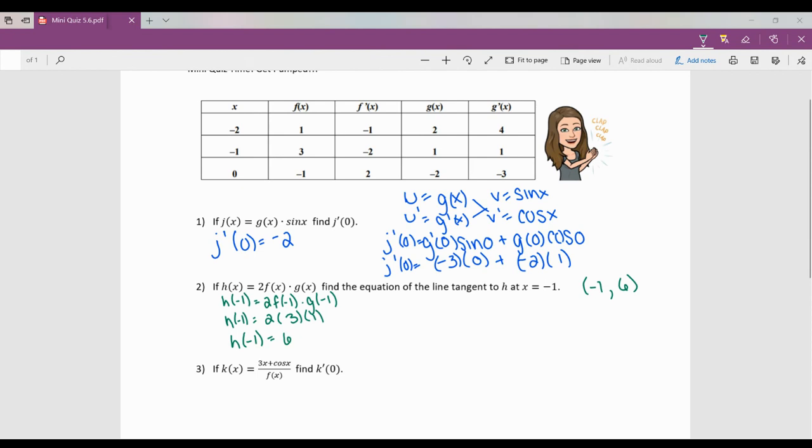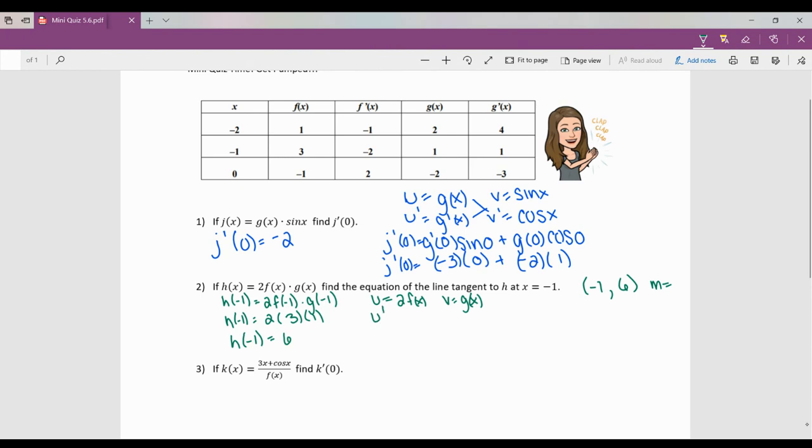Now, the second thing I need for an equation of a line tangent is the slope. I've got the point. And when we think slope, we think derivative. So I've got to find the derivative. So we've got u is equal to 2f of x, v equals g of x, and the reason why I'm doing that is it's two things being multiplied, so we need the product rule.